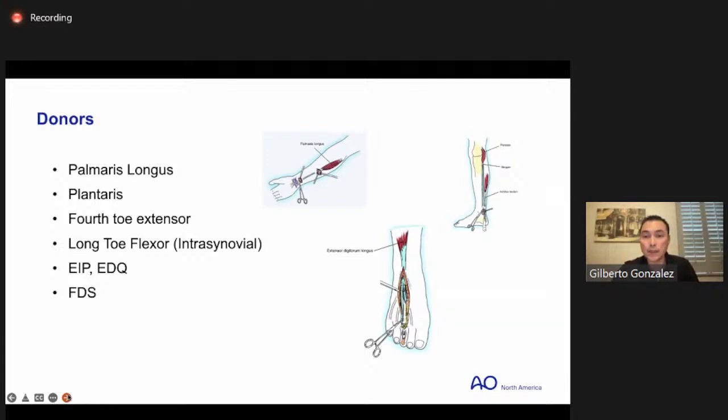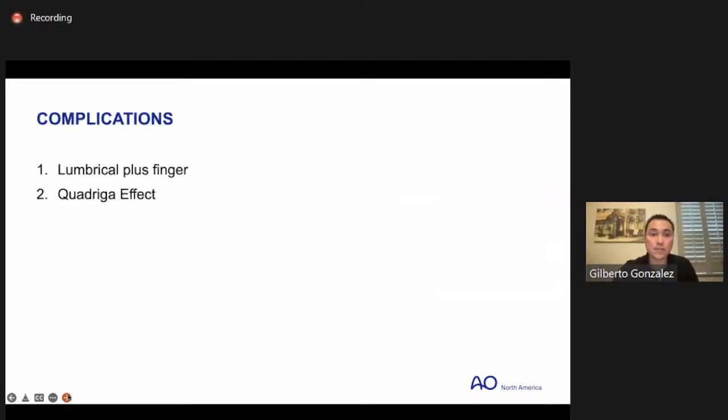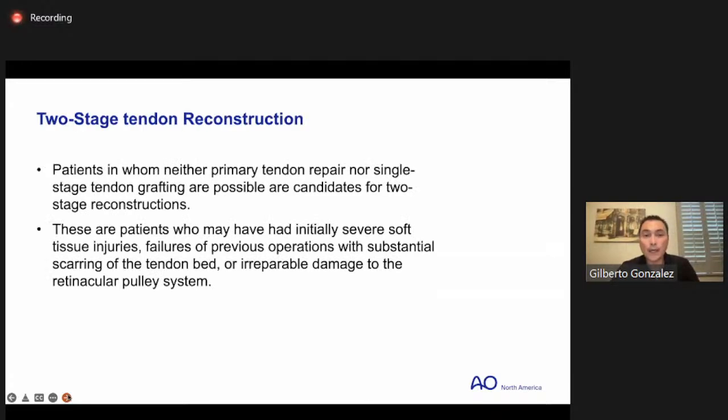Other donors are the plantaris and tendons of your leg and foot. Also, for extensor tendons, the EIP and the EDQ, since they are expendable tendons for extension, are very good options when you are trying to repair extensor tendons. Complications, we're going to explain in detail later, but we can have a lumbrical plus finger or a quadriga effect. Now, if you have a patient whose gap is longer than 1 centimeter and your pulley system is not sufficient, then you have to go with the two-stage tendon reconstruction.